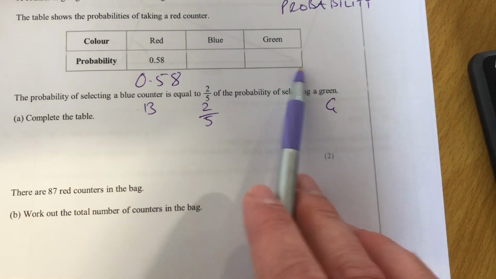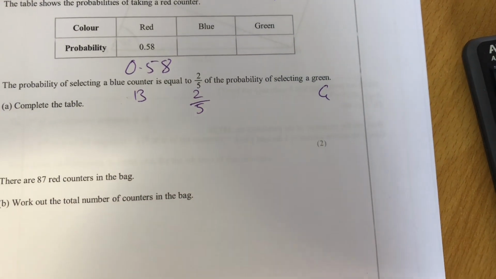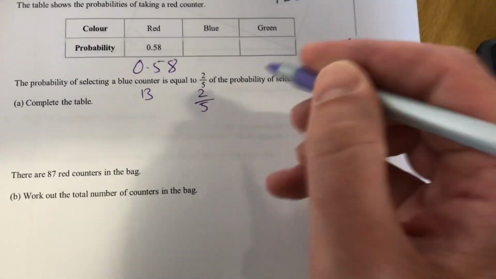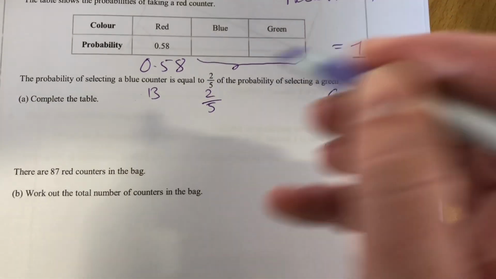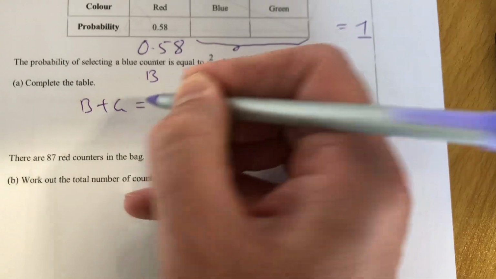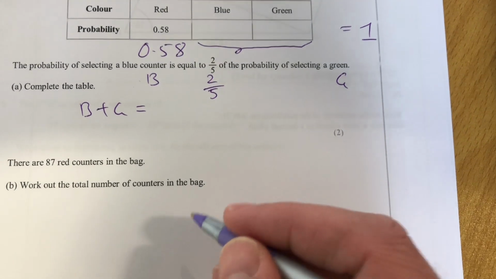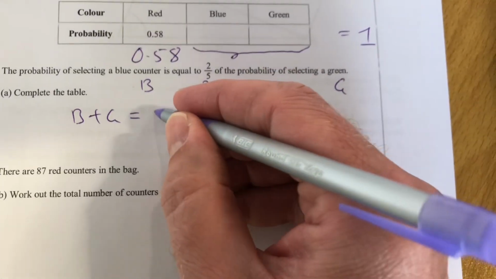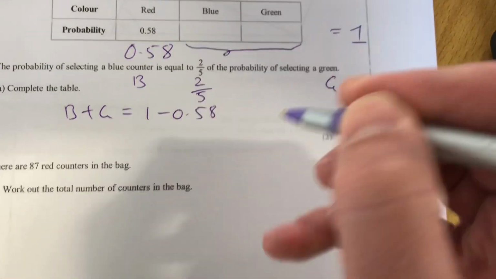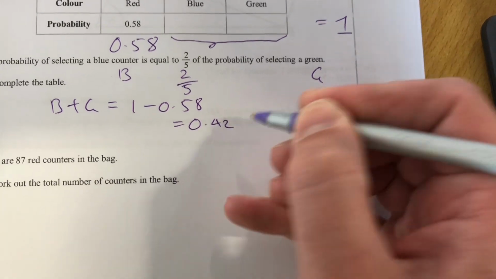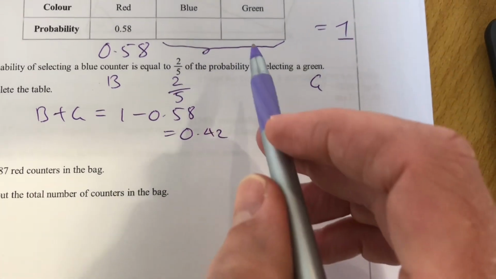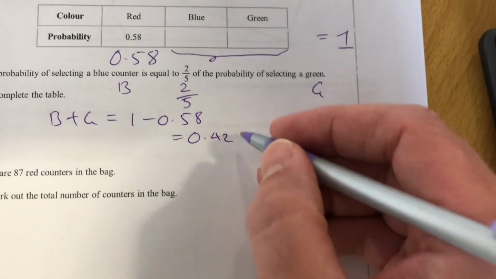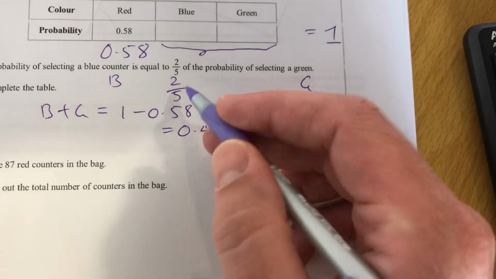What do we know first about all the probabilities? What must they sum to? 1. So they must sum to 1. So what do we know that blue and green must add to? It must add to 0.42. Correct. So 1 minus 0.58, taking away the red, is 0.42. But now we need to do a bit more maths. That 0.42 is going to equal the blue and the green.